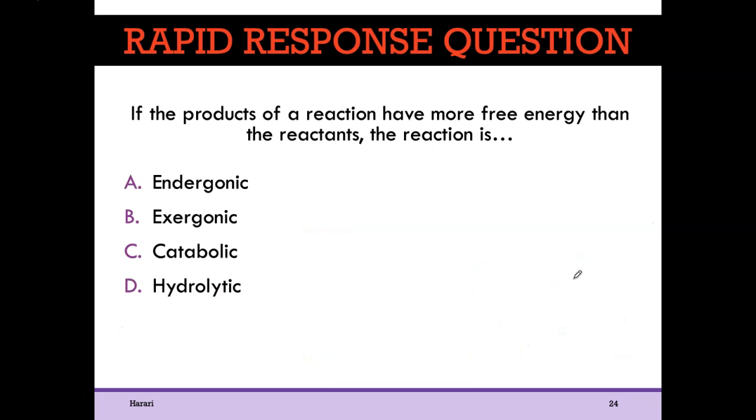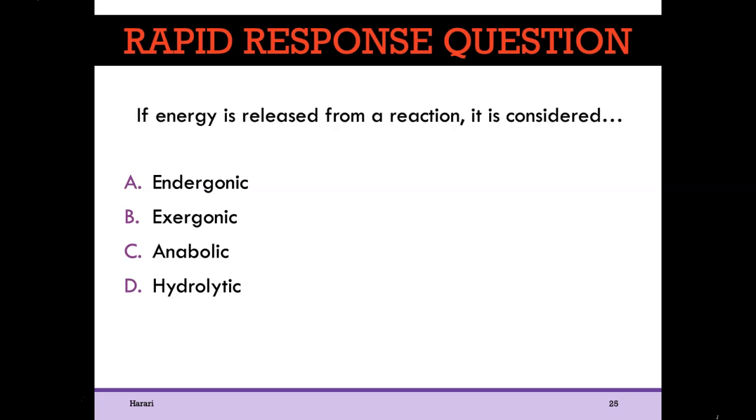So if the products of a reaction have more free energy than the reactants, the reaction is... So the answer is, it must be endergonic, right? Because the products of the reaction have more free energy than the reactants. That means that something must have required energy. The reactants required more energy to become the higher energy product.